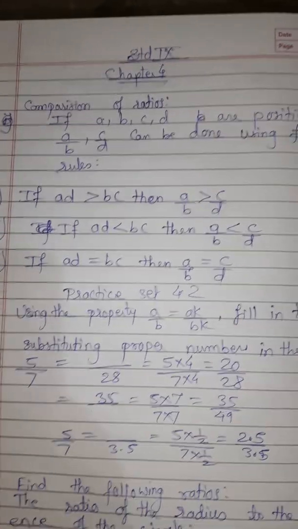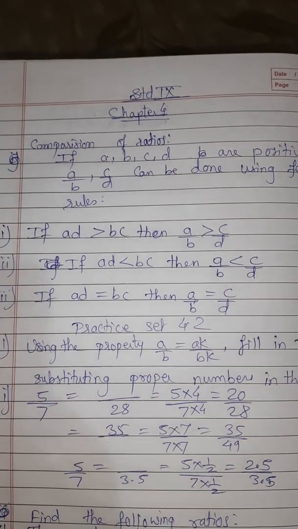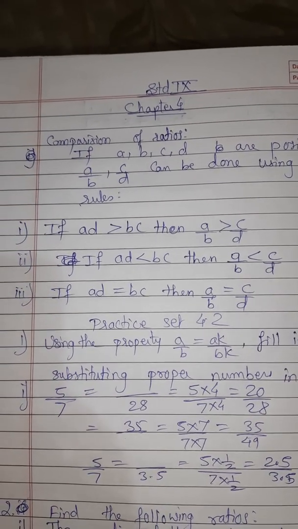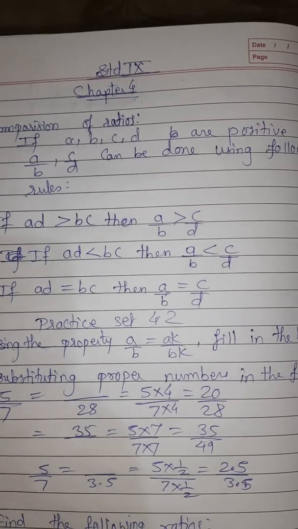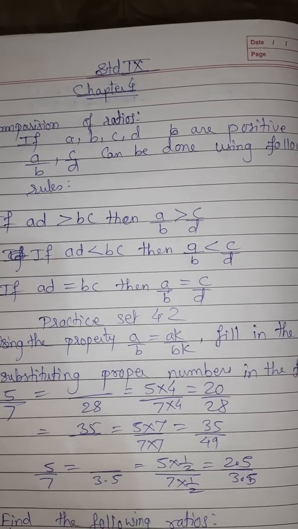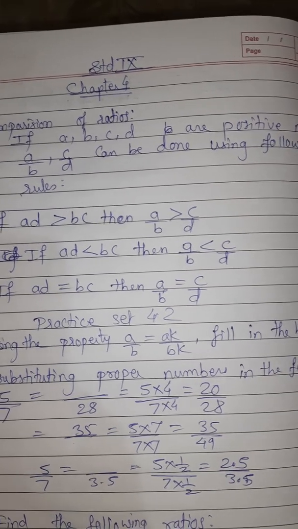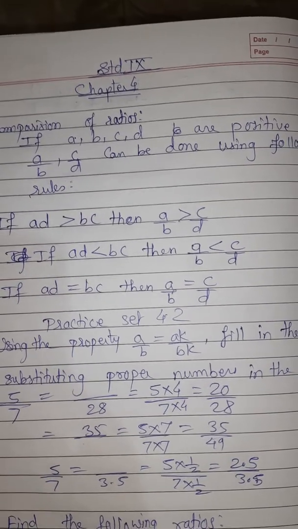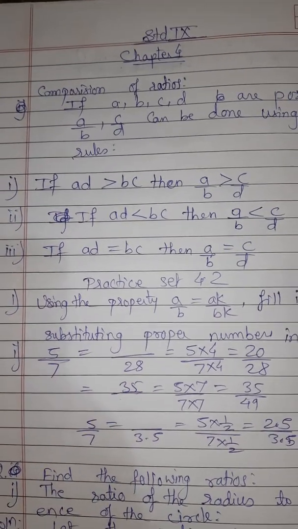Good morning, students. Today we are going to see chapter 4, topic: comparison of ratios. Here, when we compare two ratios, we have to see that a, b, c, d are positive numbers, and one more thing, we have to apply these rules. Three rules are given here.